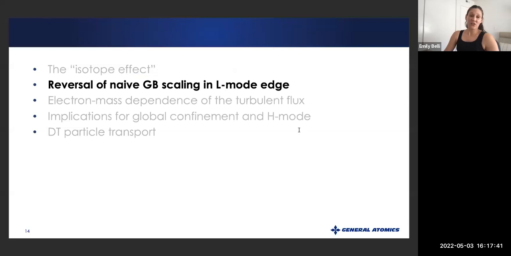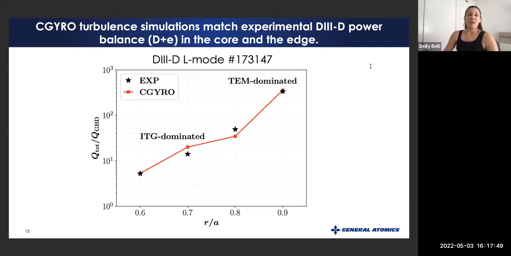So I will first illustrate the reversal of naive gyroBohm mass scaling of the energy flux in the edge numerically with nonlinear gyrokinetic simulations. To establish an experimentally credible baseline scenario for our isotope studies, we consider a DIII-D ohmically heated L-mode deuterium experiment. And gyrokinetic turbulence simulations are carried out with the CGYRO code.